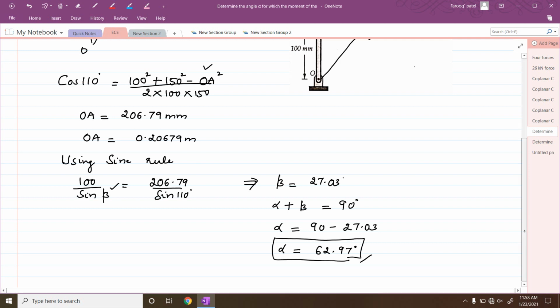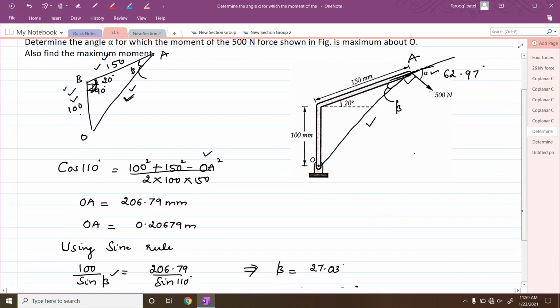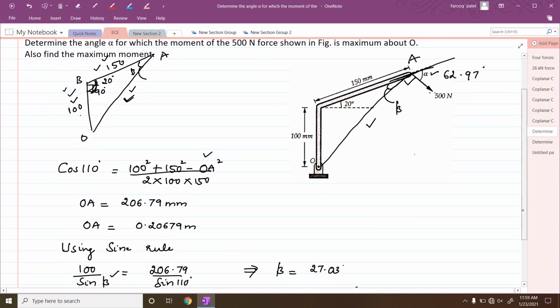That means we have to apply the force of 500 newtons at an angle of 62.97 degrees, then it will create the maximum moment. Then next, the next question they have asked is to also find the maximum moment.